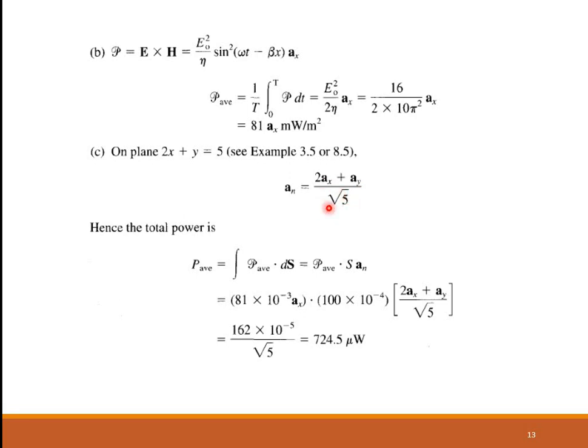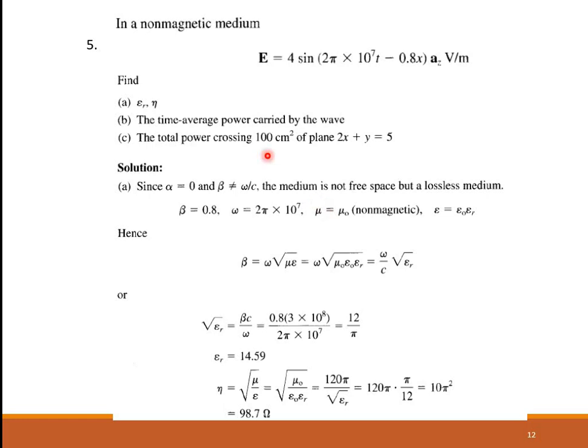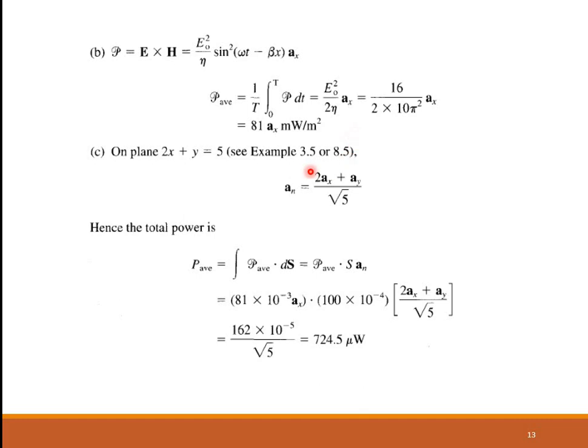Okay. So that is how, when you're given a plane, first of all, you bring everything to one side. You write it as 2x plus y minus 5, and then you consider it as f. And then you do del f by the magnitude of del f. That will give you the unit normal vector. So I'm substituting the unit normal vector over here, and then simplify, you will get the answer.